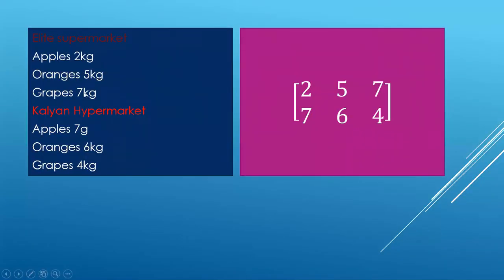Next, how matrices are used. Suppose I go to Elite supermarket and buy 2 kgs of apples, 5 kgs of oranges and 7 kgs of grapes. And then I go to Kalyan hypermarket and buy 7 kgs of apples, 6 kgs of oranges and 4 kgs of grapes. This situation can be represented in matrix form as 2, 5, 7 in the first row and then 7, 6, 4. Similar situations we can represent as matrices.